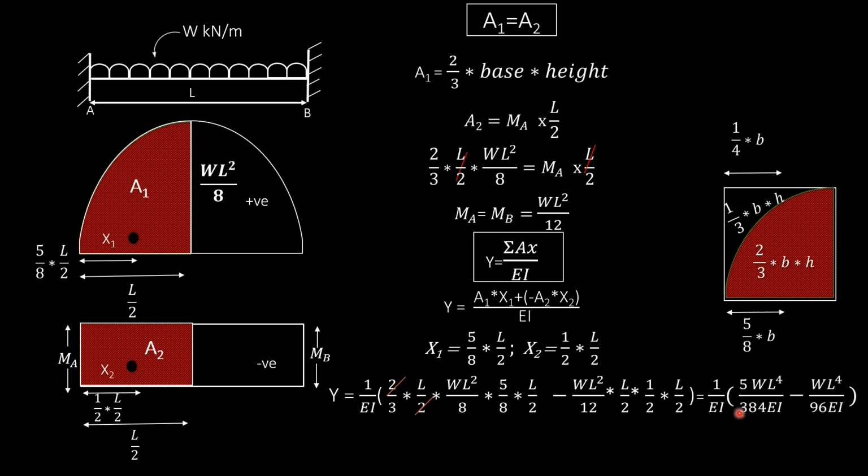So WL power 4 by 96 you will get here. So 5 WL power 4 by 384 minus WL power 4 by 96 EI. So you will finally get y is equal to WL power 4 by 384 EI. You may recall the deflection for a simply supported beam is 5 WL power 4 by 384 EI. Now, since it is a fixed beam, due to the applied end moments, WL power 4 by 96 EI will get deducted from this value, and you will finally get WL power 4 by 384 EI. So the deflection for a simply supported beam carrying UDL is 5 times more than for a fixed beam.